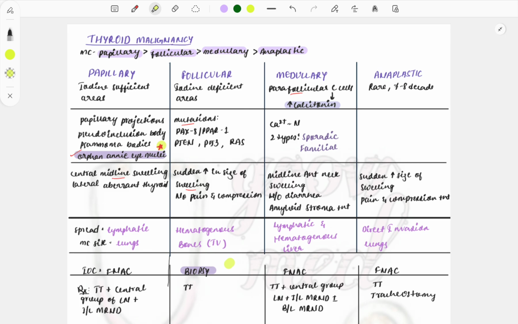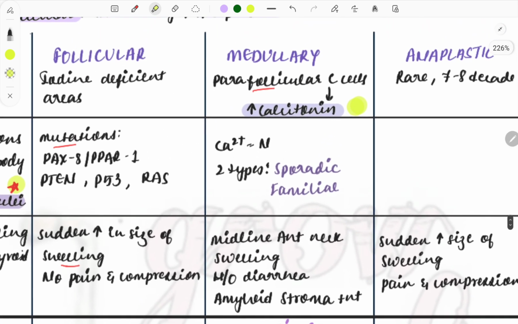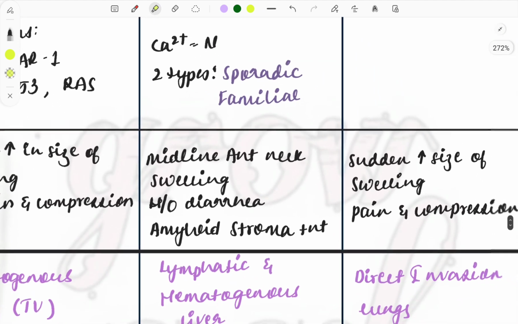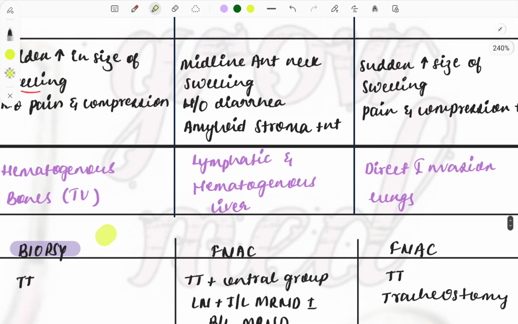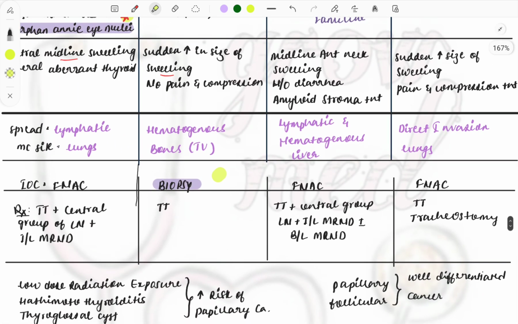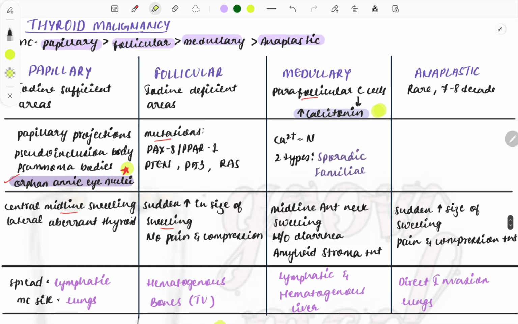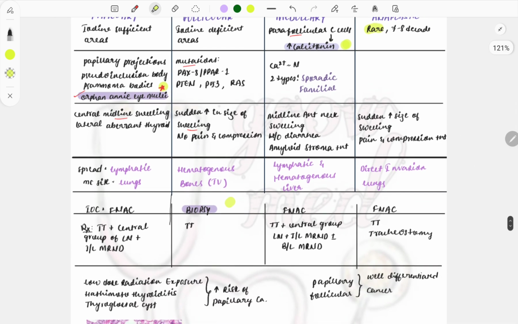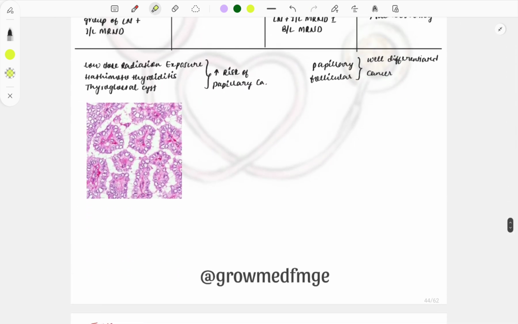Then moving on to another important PYQ, that is calcitonin, which is the marker for the medullary thyroid malignancy, medullary cancer. And yeah, so this is the important thing. Then not many questions are asked on anaplastic because it is rare and not that common. Okay, so that is why not many questions are asked on anaplastic.